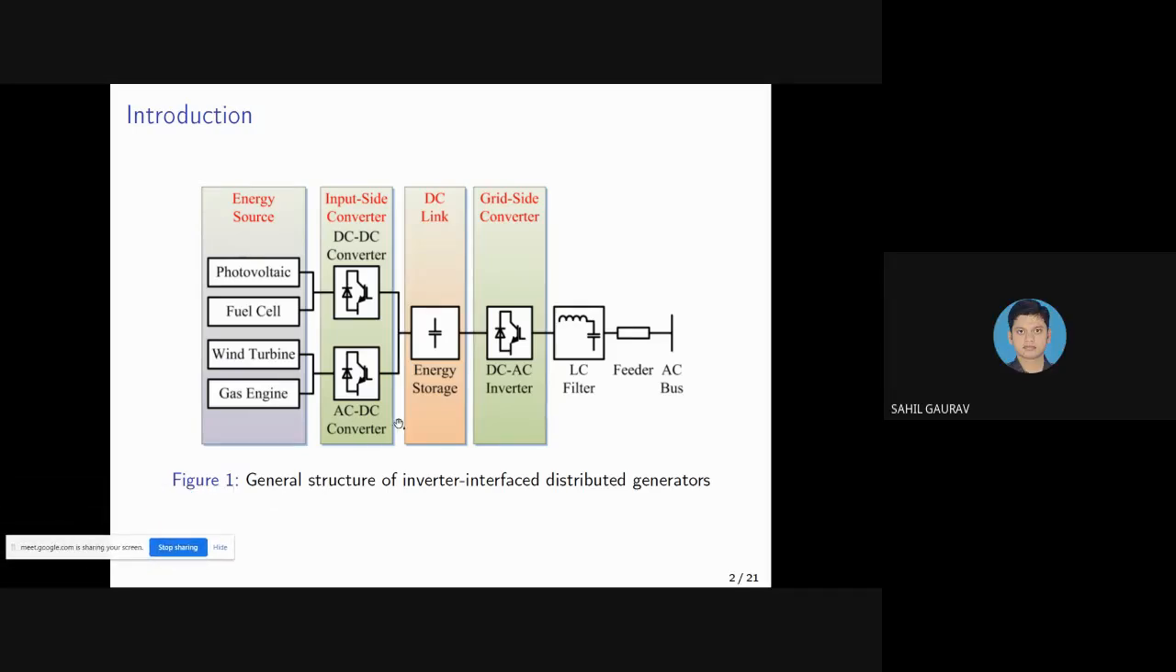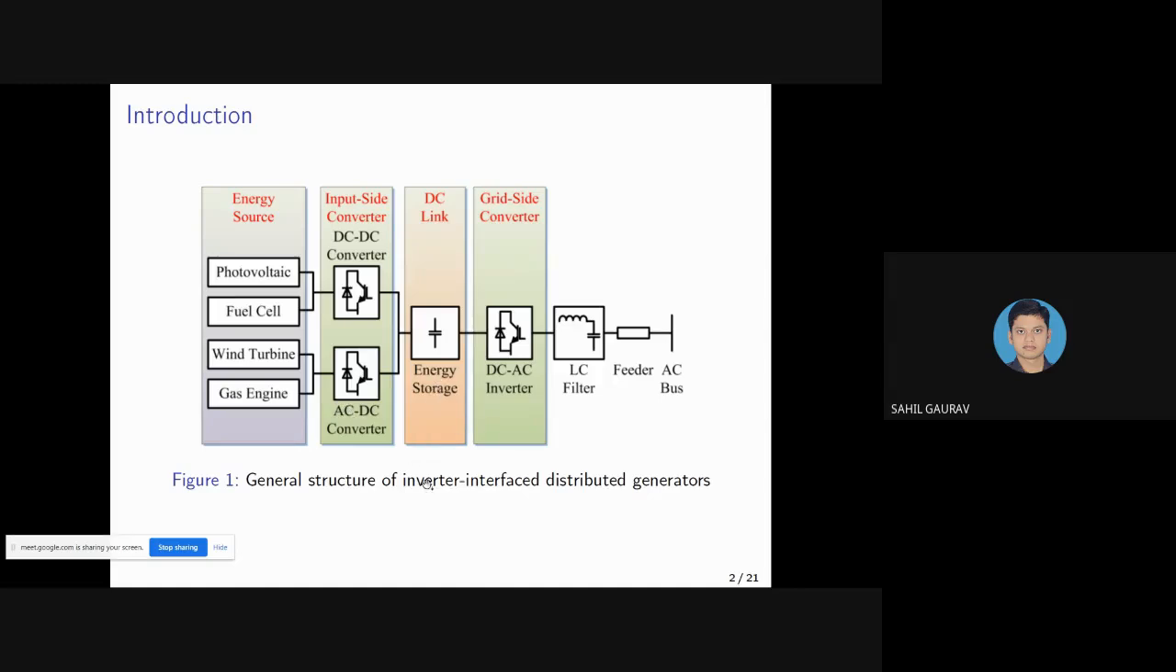On the other hand, the input side converter may be a DC to DC converter or an AC to DC converter, but the grid side converter is always a DC to AC inverter. The main task of the grid side converter is to regulate generated power, output voltage and frequency, and other power quality issues, and it is less dependent on the energy sources. The input side converter depends on our energy source, but the grid side converter is independent of our energy source.